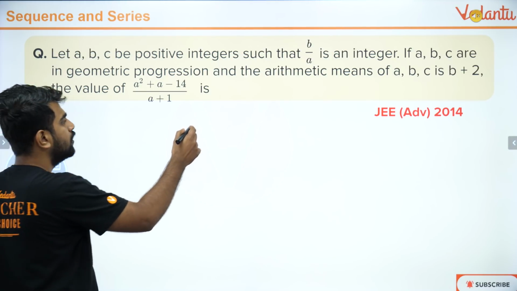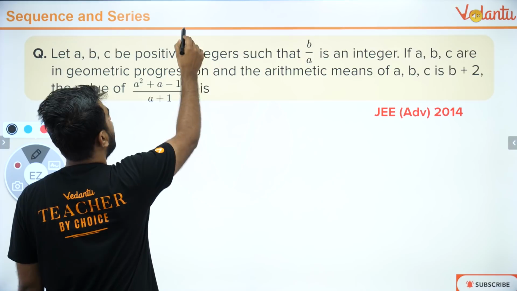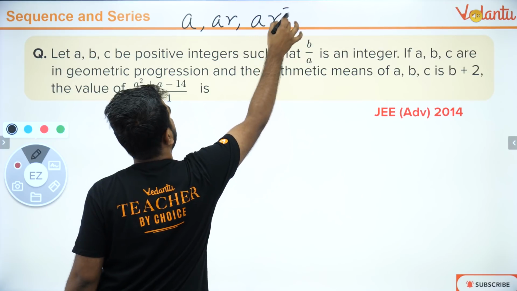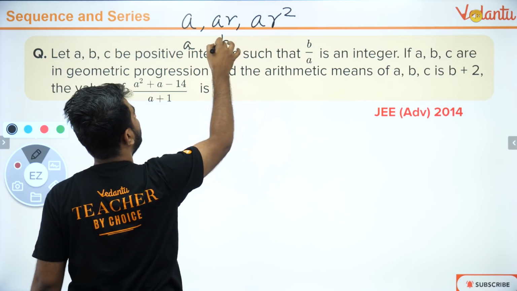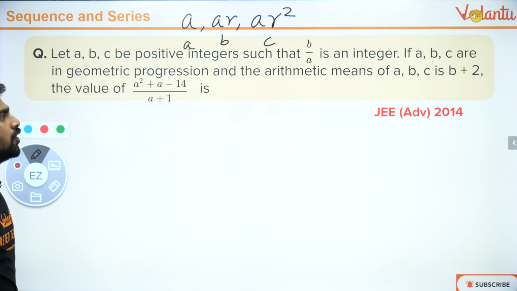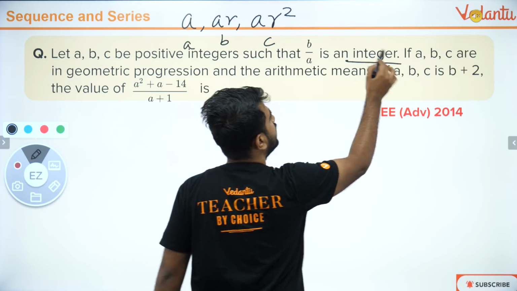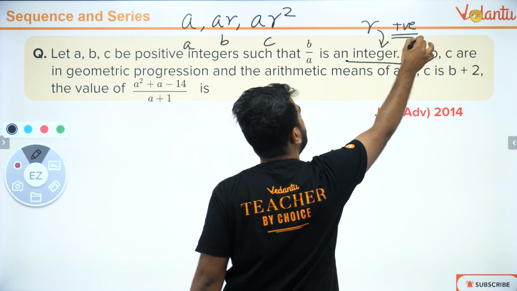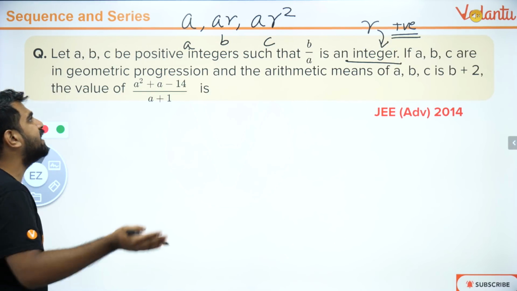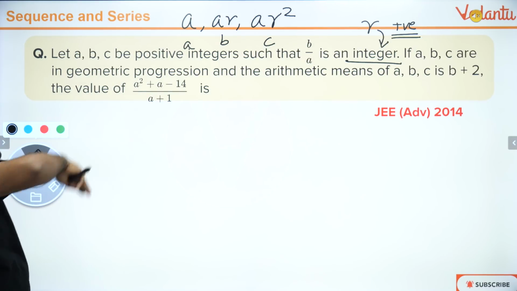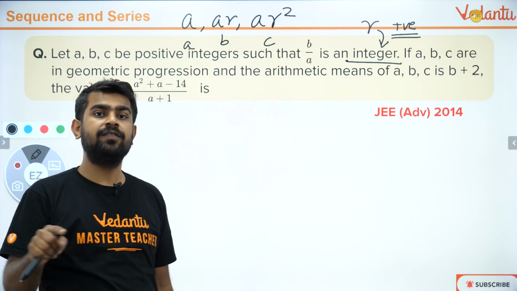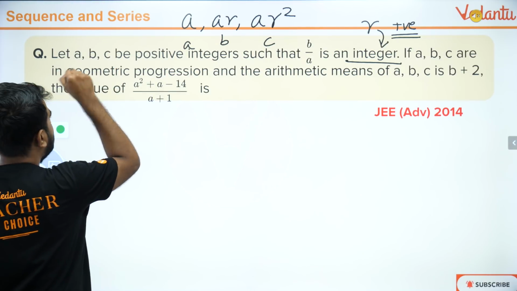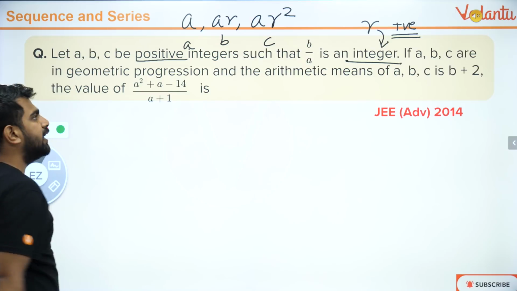Okay. So A, B, C are in GP. So I will take them to be A, AR and AR square. So this is my A, B and C. Okay. So B by A is an integer, which means your R is an integer. And it should be a positive integer. Why it should be positive? Because if R is negative, then definitely one of them will become negative now, which I don't want to happen. Why? Because A, B, C are given to be positive numbers. Okay.